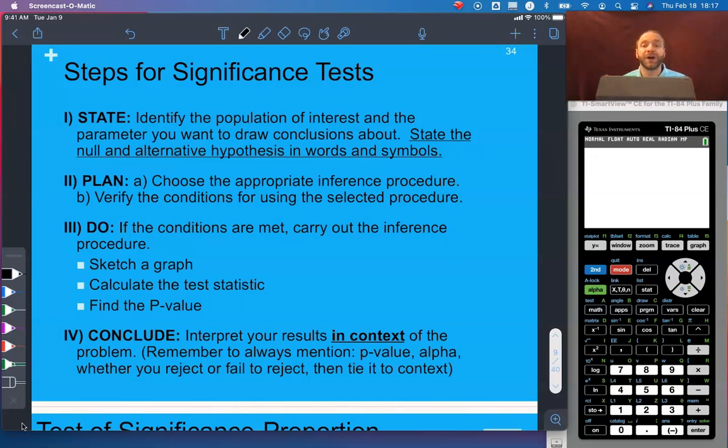Now in the do part, if the conditions are met, you're going to sketch a graph. I wonder what type of distribution we're going to sketch. You're going to calculate a test statistic. That sounds familiar. And find the p-value of that test statistic. And then you're going to interpret the results in context based off of that. So keep an idea on this and write it down if you need to later on. But this is really the steps for a significance test.